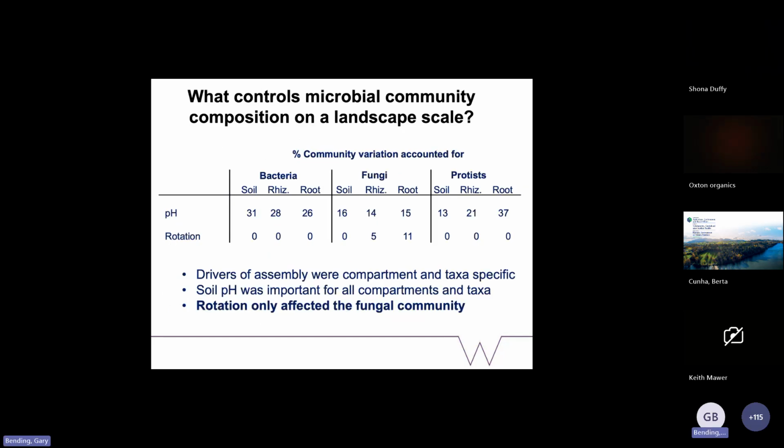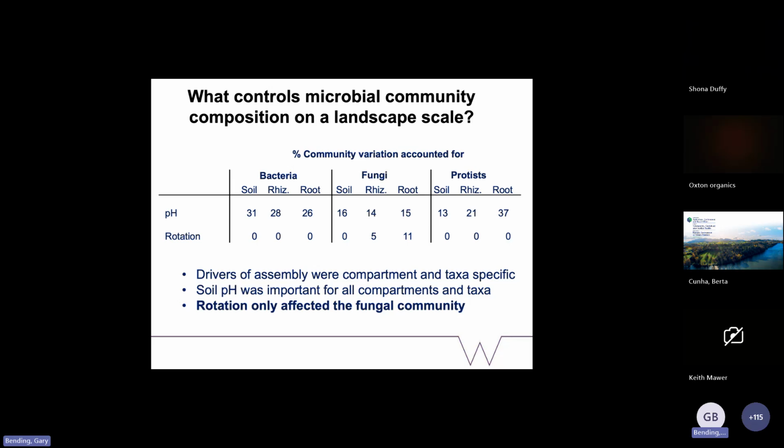So the first question, and I won't tell you a lot about this, is to think about what controls microbial community assembly within these root, rhizosphere and soil compartments on the landscape scale. What we found is that the most important factor shaping the composition was actually pH. This was important no matter which microbial group we looked at and no matter which compartment we looked at. We were particularly interested in rotation frequency because this is what's driving the yield decline.